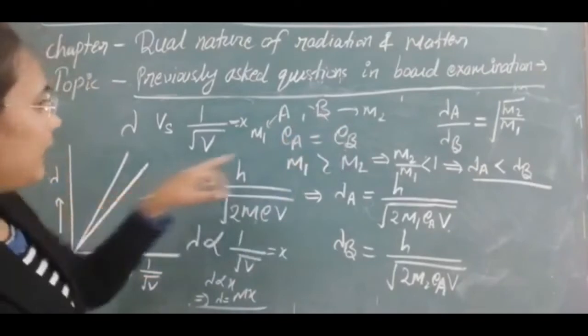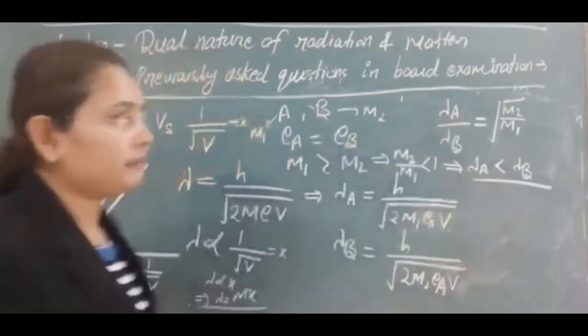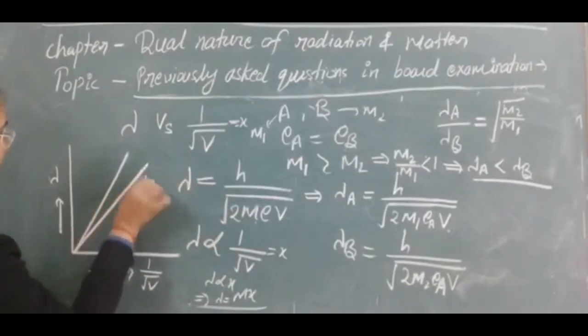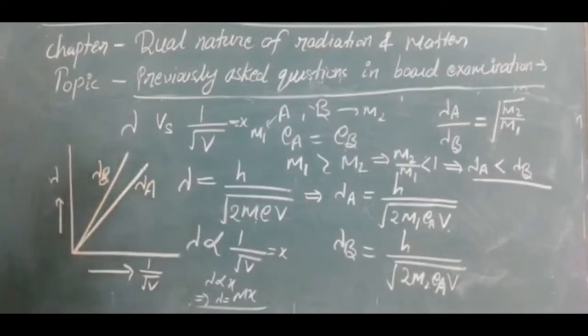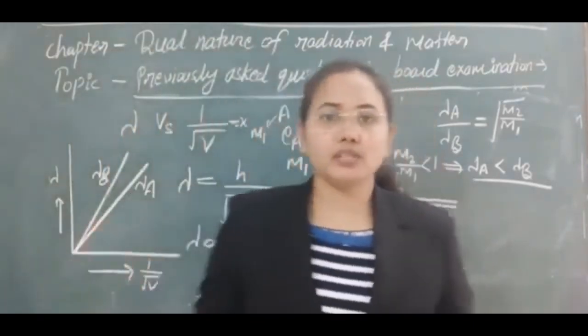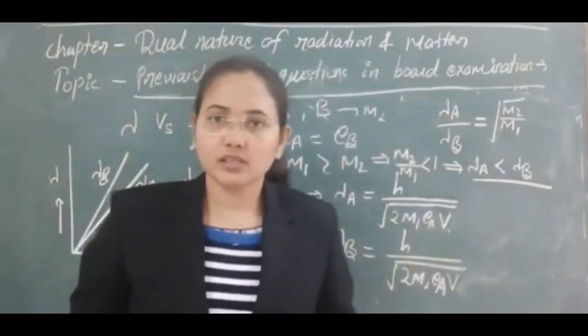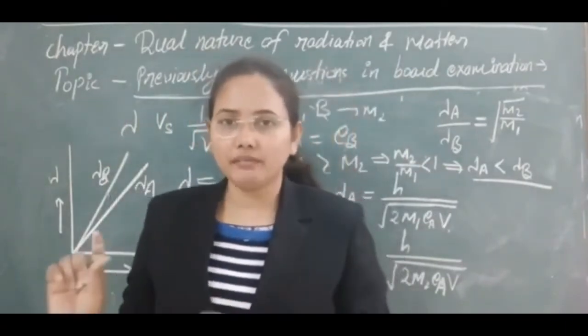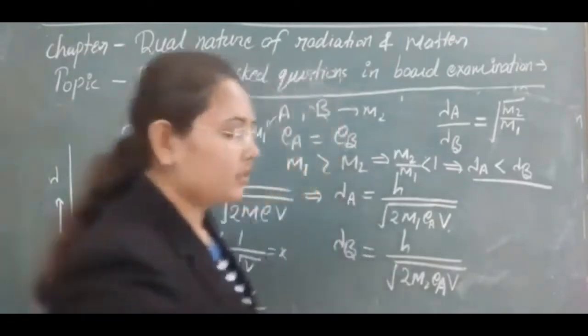As lambda A is less than lambda B, it means that at greater values, this will be lambda A as it has a smaller value. This one is lambda A, this one is lambda B. So at smaller values, lambda B is greater than lambda A. Clear? So you can plot the graph by using such types of derivation. This question is asked a number of times, so you have to understand graphical problems. I think that is now clear.